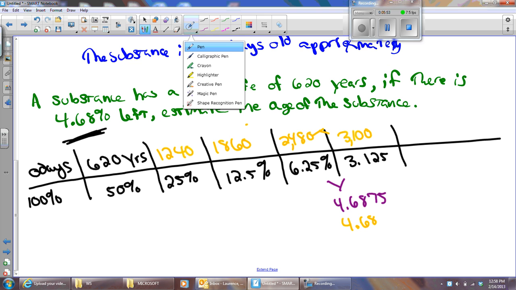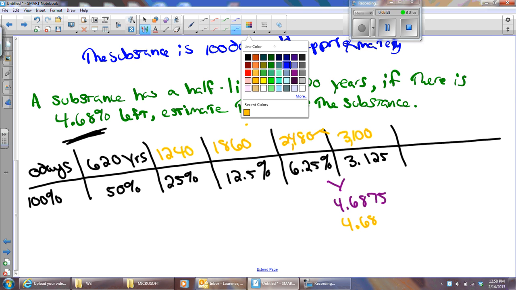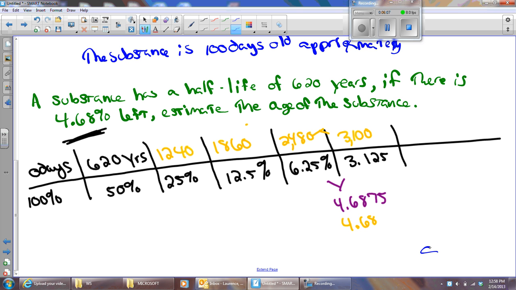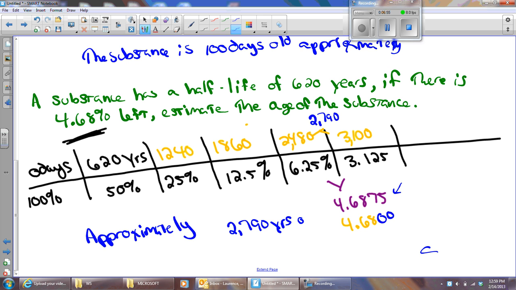So I'm going to average these, and when I do that, the average of 2480 and 3100 is 2,790 years. Now, which percent is bigger, the purple one or the yellow one? Well, the purple one, right? So there's a little bit more left here, so this number is a little bit lower, and it can't be quite 2,790 years old. But it's so close, I would use that. I'd say the substance is approximately 2,790 years old. And there you go.